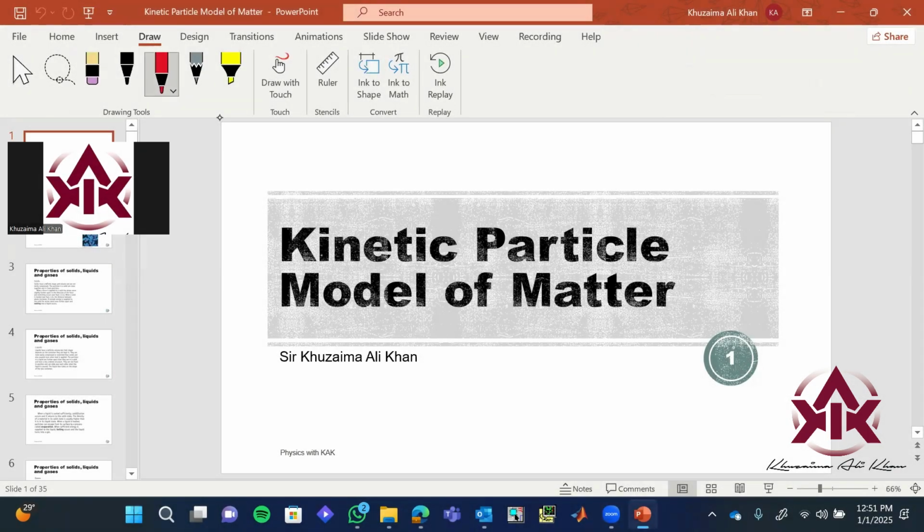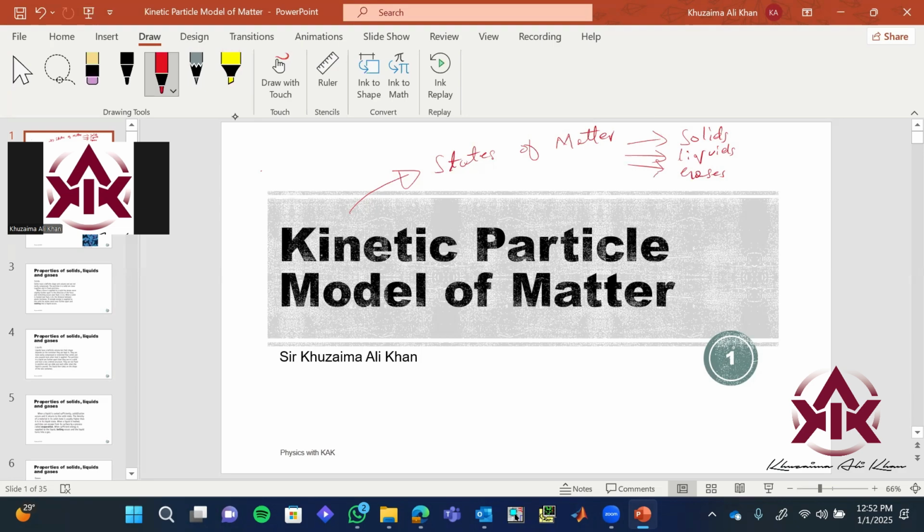Yes, it's recording. So in the kinetic model of matter, I guess you might have thought about this already. We talk about the states of matter. There are three states of matter: solids, liquids, and gases. Since we have these three states, solids have different properties, and we'll talk about liquids and gaseous properties and the characteristic definitions of these particles.